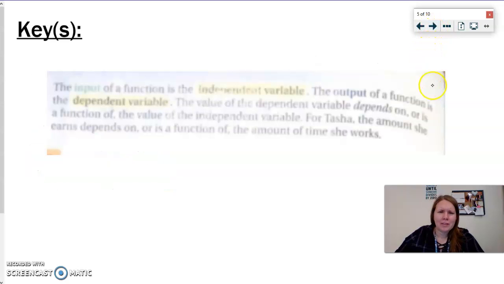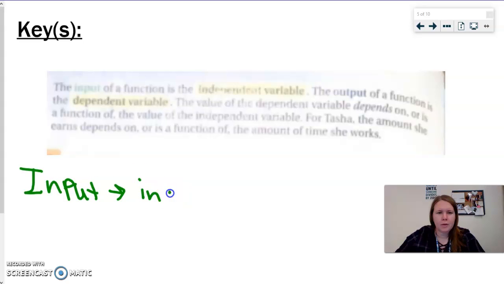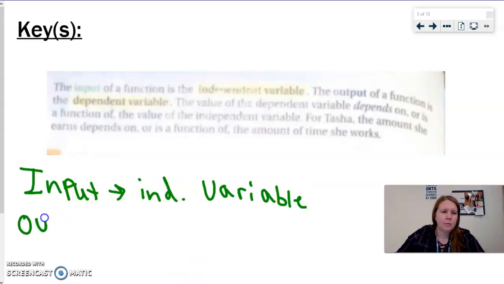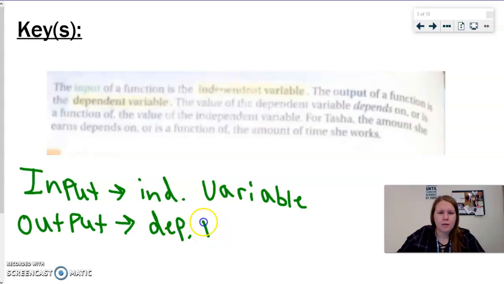Okay, I remember that this one didn't show up very well, so I'm going to read it a little bit better. It says the input of a function is considered your independent variable. So input is independent, and I'm going to abbreviate it. The output of a function is your dependent variable. So output is dependent. I would suggest writing these down.